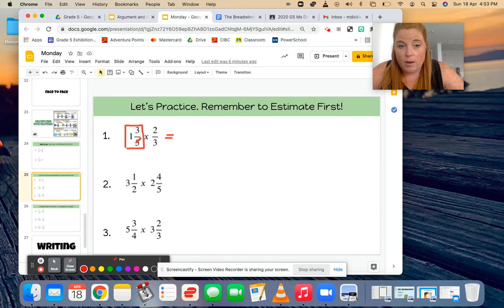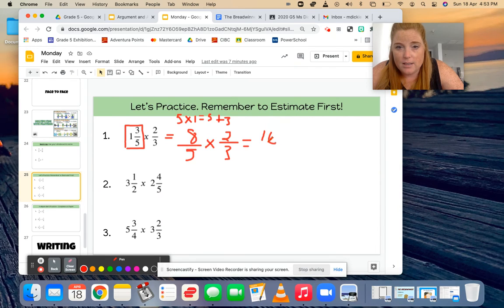We take the denominator, of which is 5, times the whole number, which is 1. So it's really saying 5 times 1, which equals 5. And I'm going to add 3. I'm going to add the numerator. So plus 3. That gives me my new fraction of 8, and the denominator always stays the same. 8 fifths times 2 thirds. So I'd have 8 times 2, which is 16. And I'd have 5 times 3, which is 15.